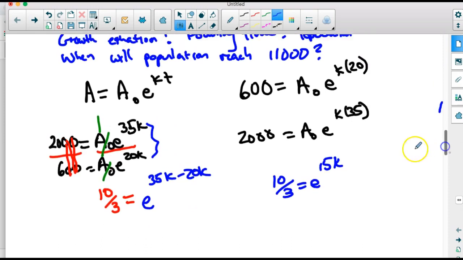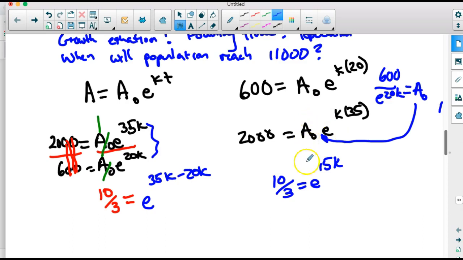So this is another method. Some of the methods we've used in the past is we solve for a sub 0 here. We may solve for a and then do 600 divided by e to the 20k is going to be a sub 0, and then we substitute it in here. When we do that, we're going to get the same answer as this. Eventually, we're going to get down to this equation. So I did a little shortcut here by knowing that when we divide both sides, since both sides are 2,000 here and both of these sides are 600, we're going to get the same thing on both sides of the equation.